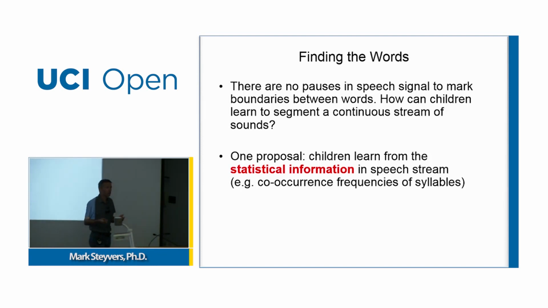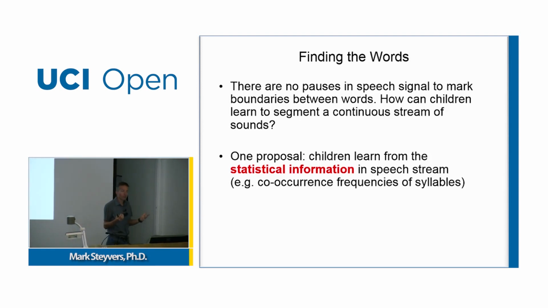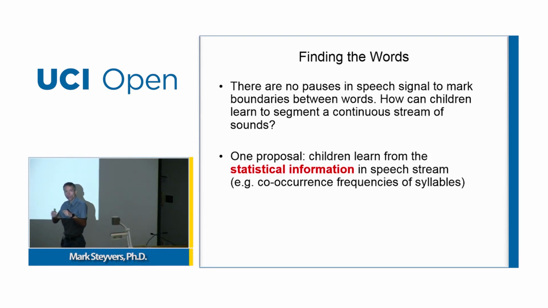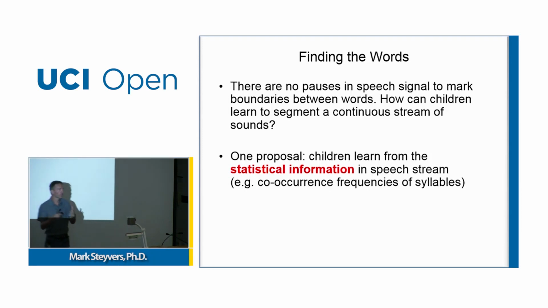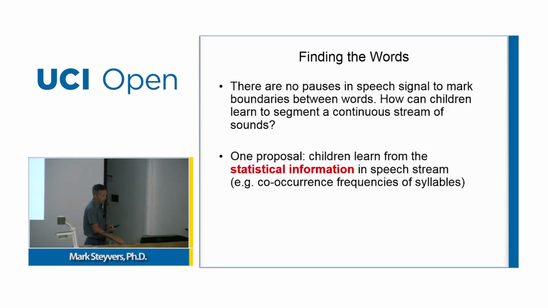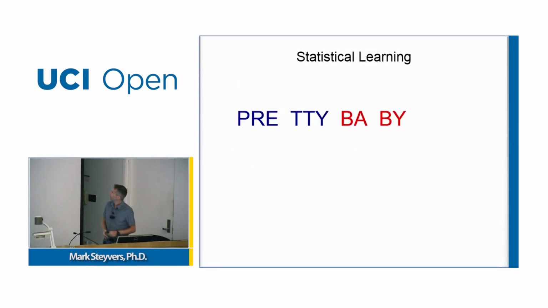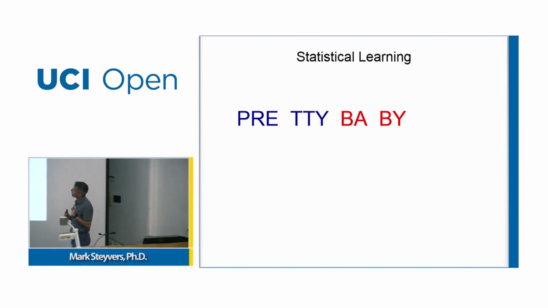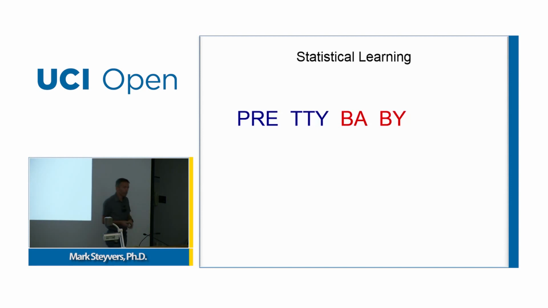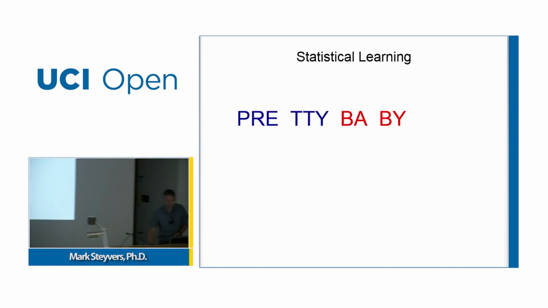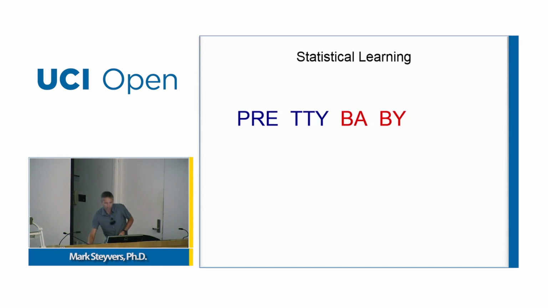And the proposal here from recent research is that children learn from the statistical information in the speech stream. Children learn from the co-occurrence statistics between syllables and phonemes. So here's the idea. If there's a constant stream of syllables, and at some point in the sequence we have pre, tee, bay, bee, and again, there's no explicit boundary between pretty and baby, how can a child learn that pretty belongs together and bay, bee, those two syllables, also belong together?